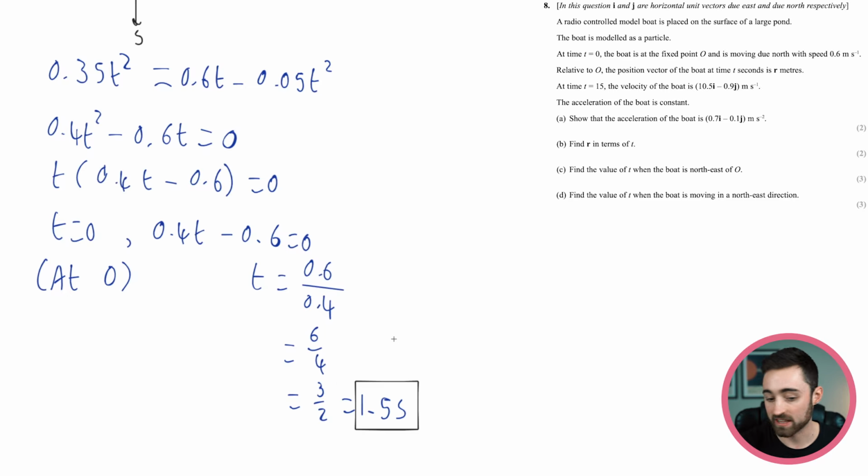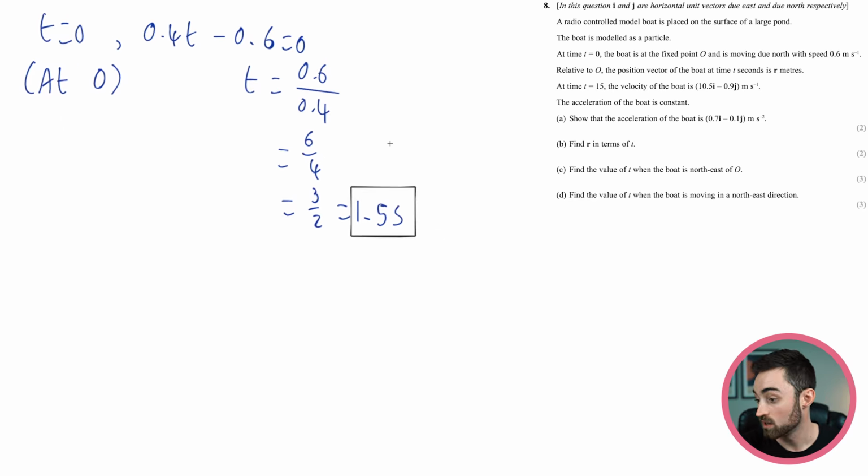Sick. All right, find the value of t when the boat is moving in a northeast direction. Super similar to the last part, but slightly different. Part C says, when is it northeast? Part D says, when is it traveling northeast? So when is it northeast? I care about the position, the displacement. When is it traveling northeast? I need to care about the velocity here.